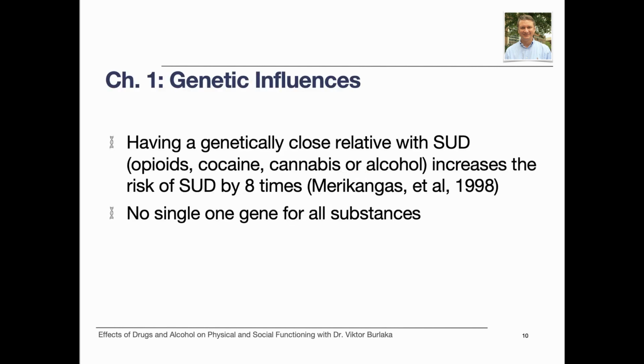Now let's talk about genetic influences. Individuals with genetically close relatives experiencing a substance use disorder involving opioids, cocaine, cannabis, or alcohol have up to an 8 times higher risk of developing a substance use disorder themselves. However, there is no one specific addiction gene that applies to all of the different types of substances. Some of the genes involved are very specific to certain substances. What may pull for an alcohol use disorder may not be pulling for a problem with cocaine, for example.